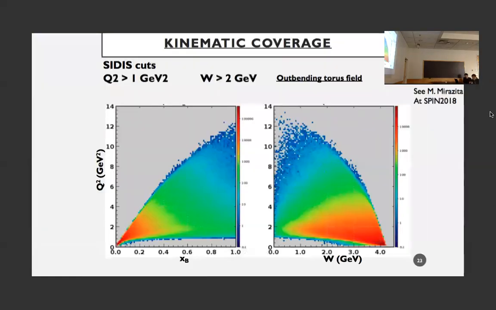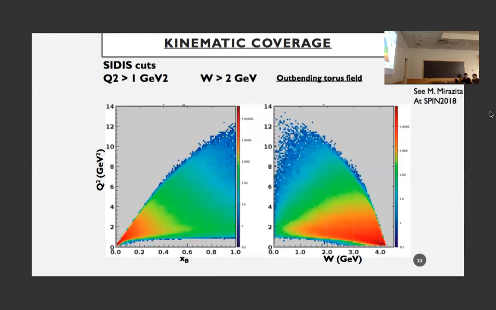As for kinematic coverage, I think the first day we discussed it quite a bit. That is of course somewhat limited by the beam energy. However, it's not as bad as some people make it seem. So this is x versus Q square. You see we have quite some phase space at somewhat higher Q square, pushed up to high x. And also in the SIDIS region above W of 2, we get quite a bit of data.